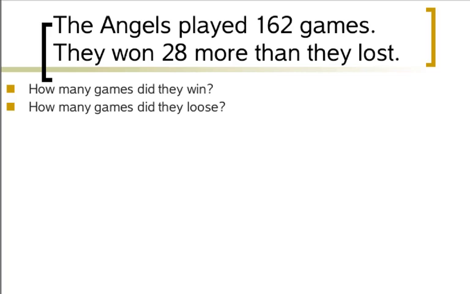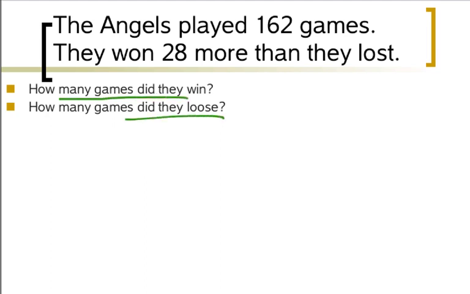Alright class, so we're going to take a look at some application problems for systems of equations. And in this problem we've got the Angels. They played 162 games. Well, not really in this season necessarily. And they won 28 more than they lost. So what we need to do is set up a two-equation, two-variable system and solve them so that we can figure out how many games they won and how many games they lost.